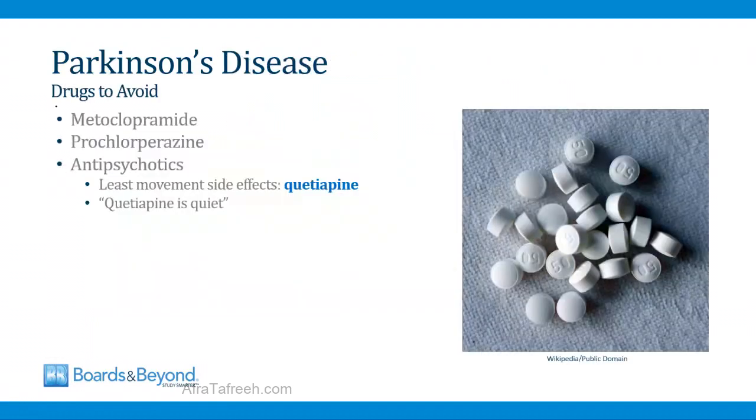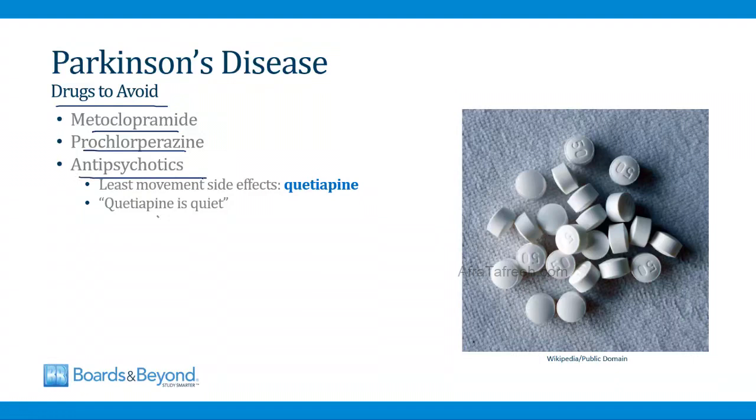There are some drugs which are usually avoided in patients with Parkinson's disease, so let's talk about those now. Metoclopramide and prochlorperazine are dopamine blocking drugs, so they can potentially make Parkinson's disease worse. These drugs are used to treat nausea and vomiting. They are sometimes used in patients with Parkinson's, but you have to use them with caution. And then most antipsychotics work by blocking dopamine, so therefore they can make the movement effects of Parkinson's worse.